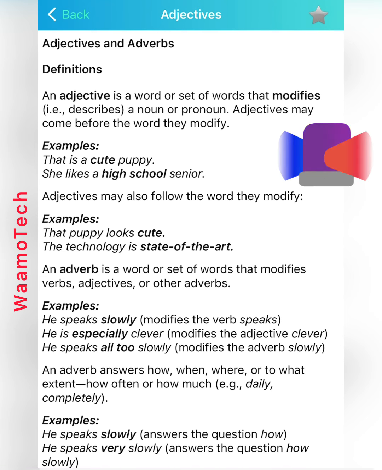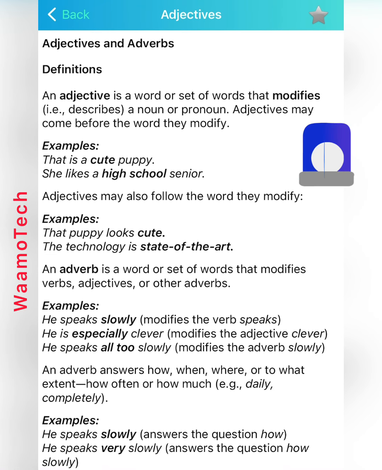Okay. Adjectives may also follow the word they modify. So in these 2 examples that we've seen up there, the adjective comes just before the noun that it modifies. But at times, as we shall see in the following examples, you'll find that adjectives also come just after the noun that it modifies, or the word that it modifies, either way, a noun or a pronoun.